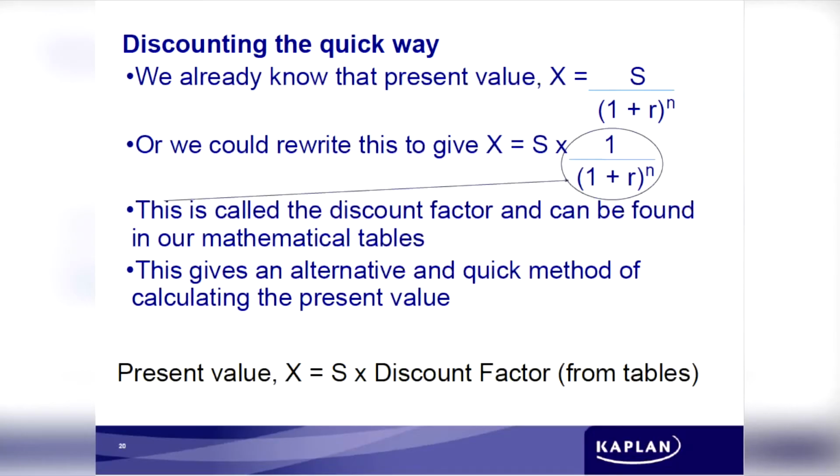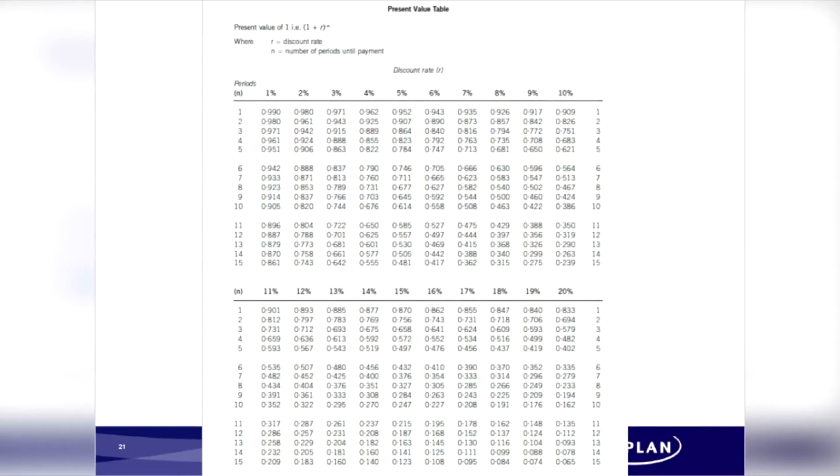There are tables that have been drawn up that have all the discount factors from a 1% discount rate to a 20% discount rate over a period of 15 years each. You'll find these tables, they'll be given to you. You may find some of them in your textbooks. So please avail yourself of them, get through them and understand how they work.